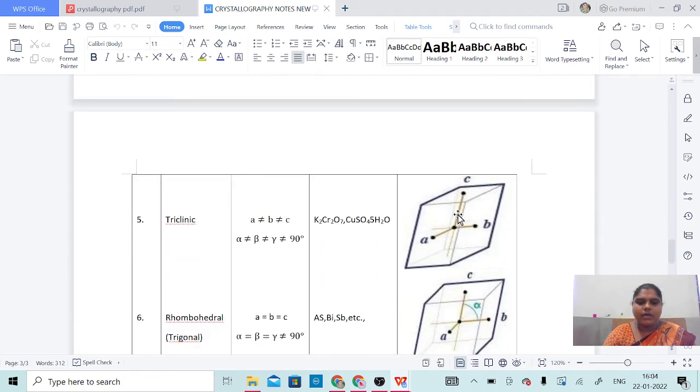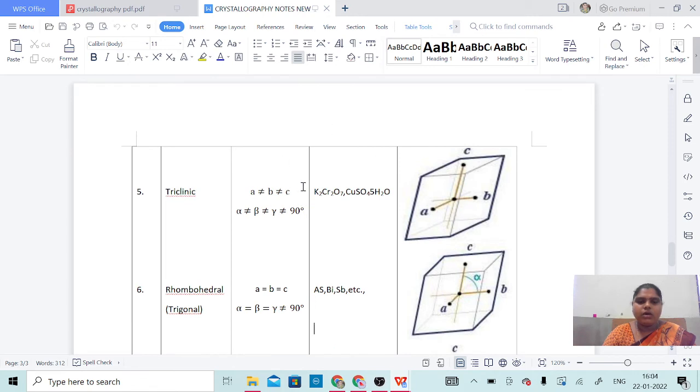Next, triclinic. Triclinic means all three primitives and all three interfacial angles are different: a not equal to b not equal to c, and alpha not equal to beta not equal to gamma not equal to 90 degrees. Completely three different interfacial angles and three different primitives. These are examples, and this is the structure for triclinic.